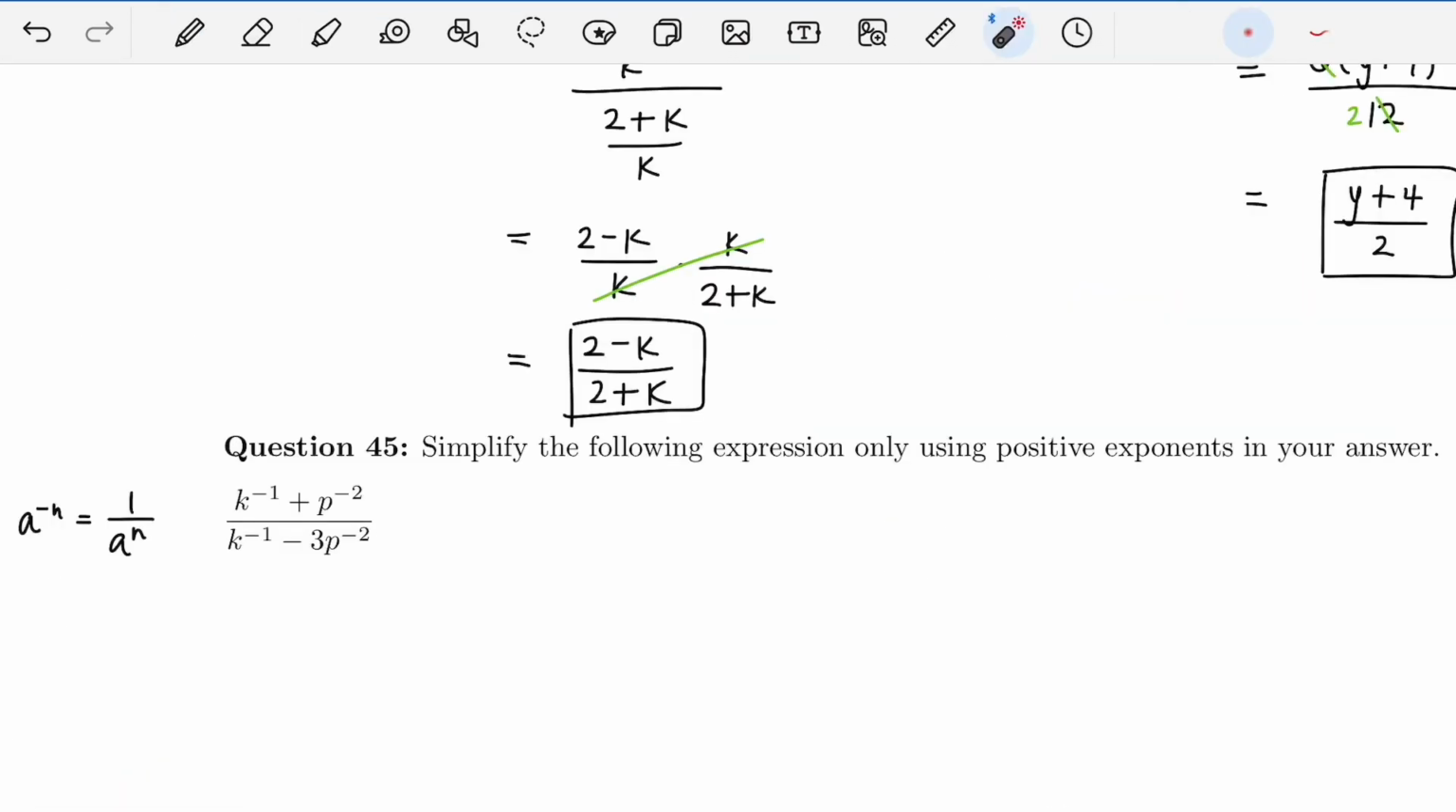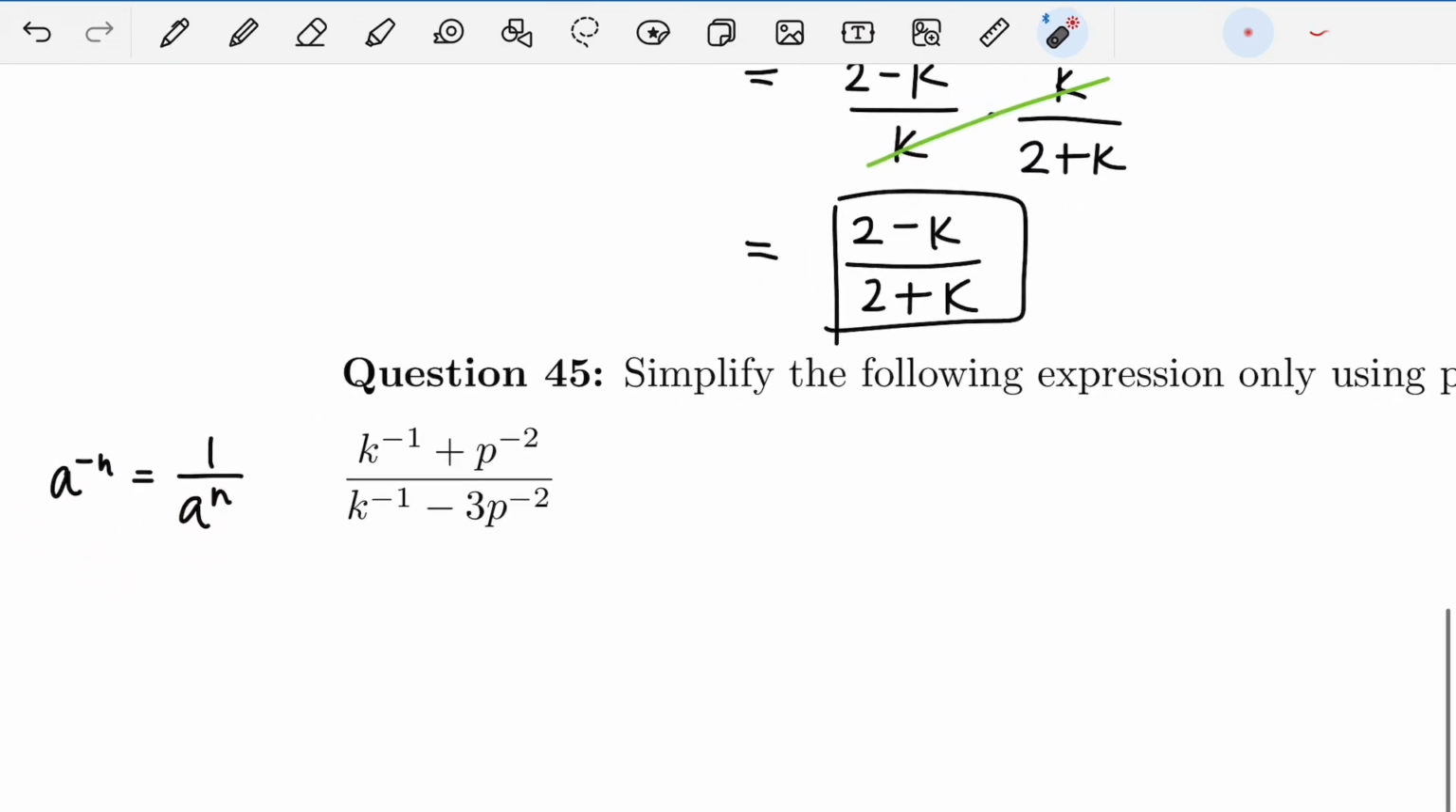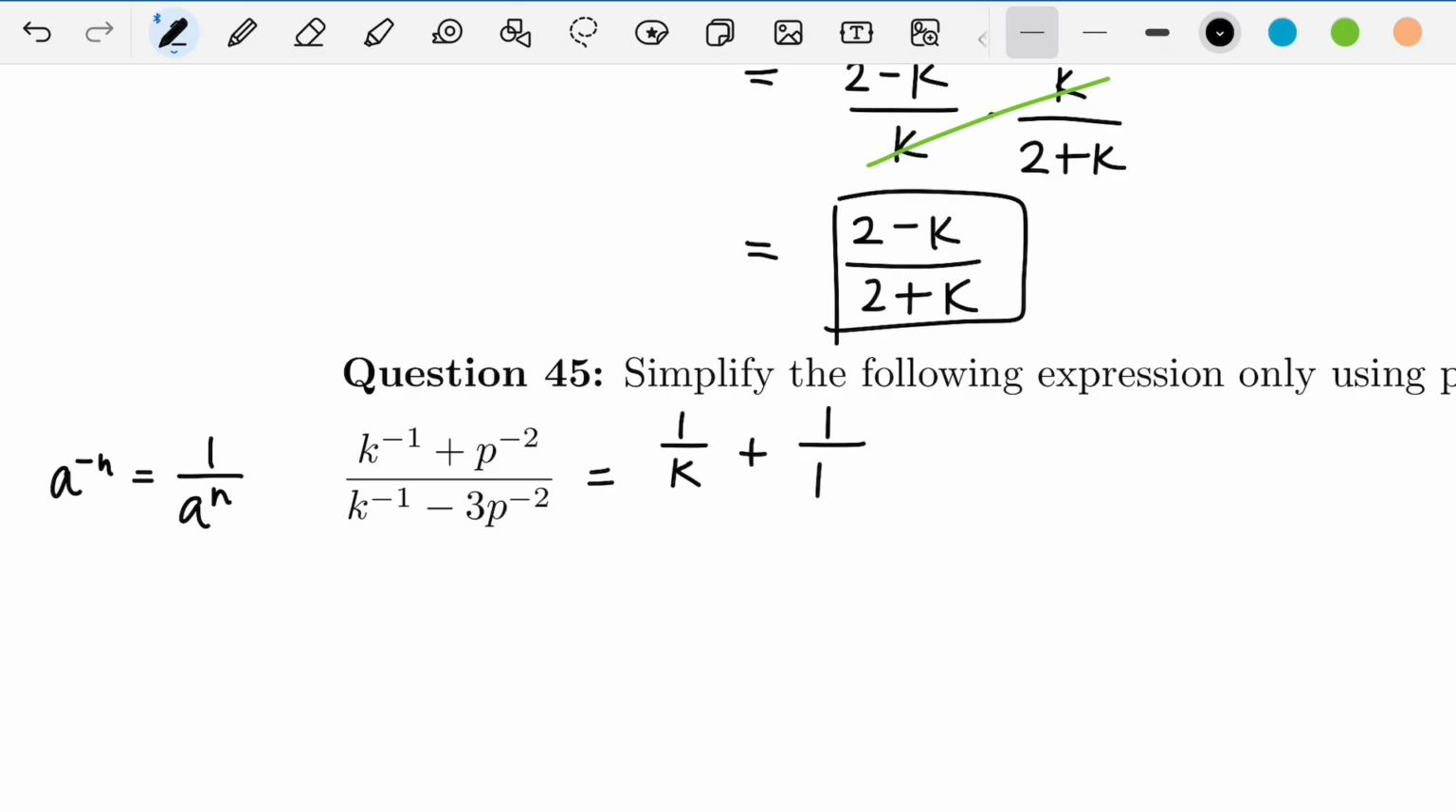Alright, so for this last example here, we want to simplify this expression using only positive exponents. So to do that, the first thing that we're going to do is we're going to write each term in our numerator and denominator with positive exponents, and we can do so using this rule here. So in the numerator, rewriting this with positive exponents, we're going to get 1 over k plus 1 over p squared. And we're going to do the same thing in our denominator.